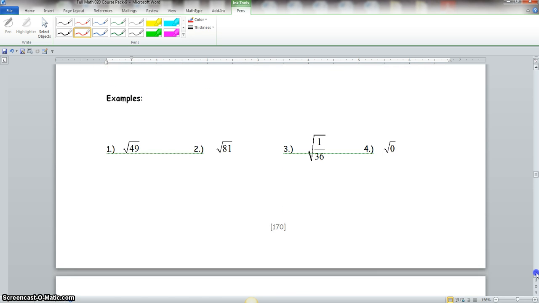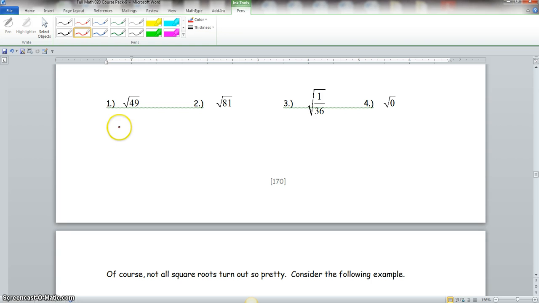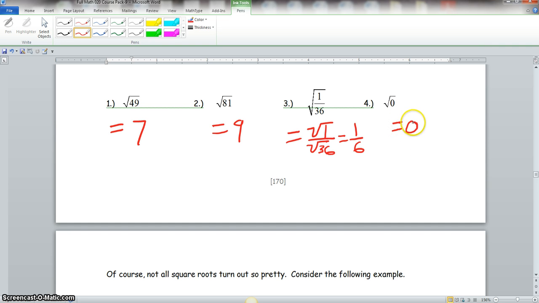Okay, now we come down here to number 1, the square root of 49. What number squared will give us 49? That's 7. What number squared will give us 81? That's 9, which is the square root of 81. And now you look here. This 1 over 36, this whole fraction is under this radical. So we could separate this. We'll take the square root of 1 over the square root of 36. Square root of 1 is 1. Square root of 36 is 6. So the square root of 1 over 36 is 1/6. And then the square root of 0 is just 0.